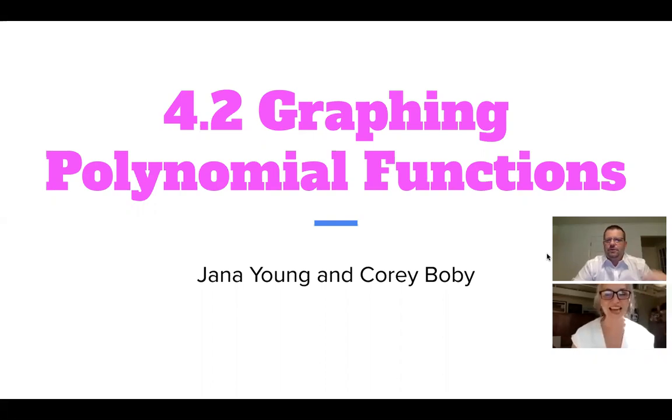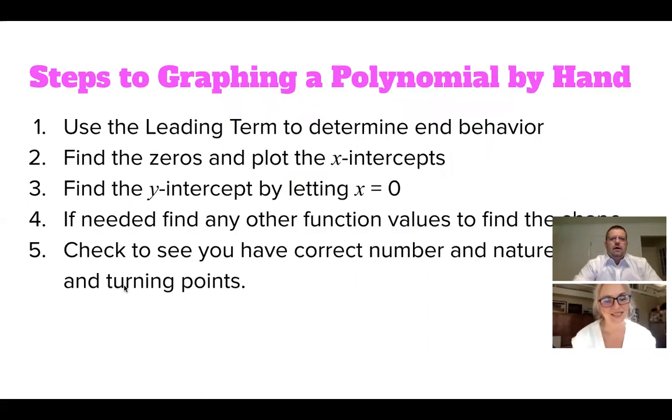We're on to section 4.2. We're going to graph us some polynomials. In the last section, we talked about the end behavior and we talked about John Travolta and touchdowns and some wiggles in the middle, and we're going to put that all together to make a graph. Okay, so let's jump on into it.